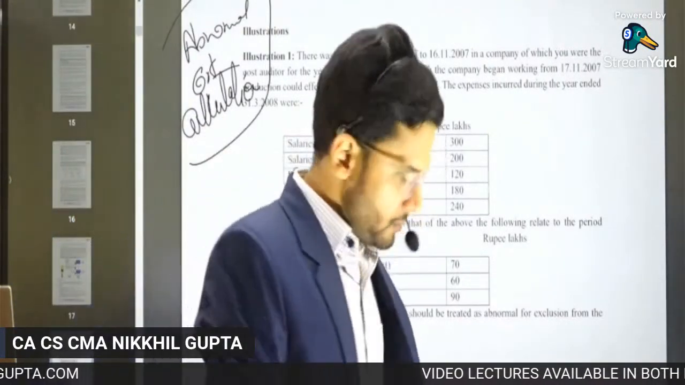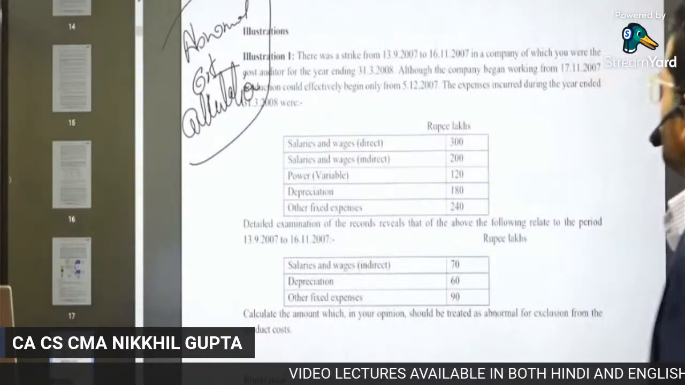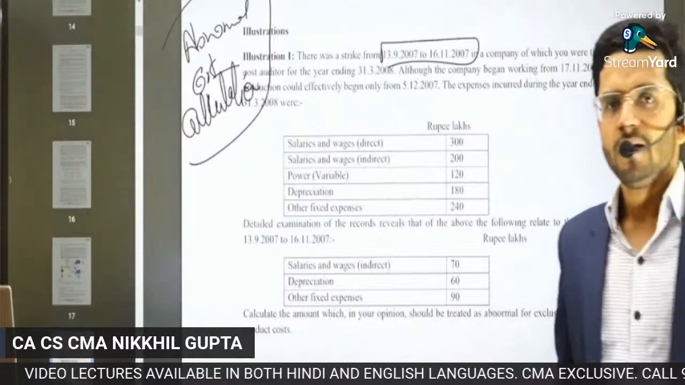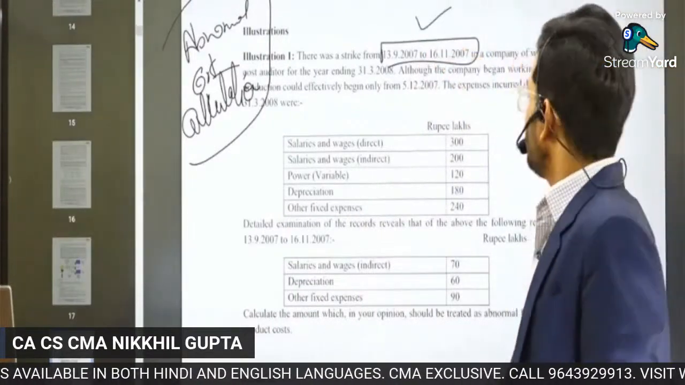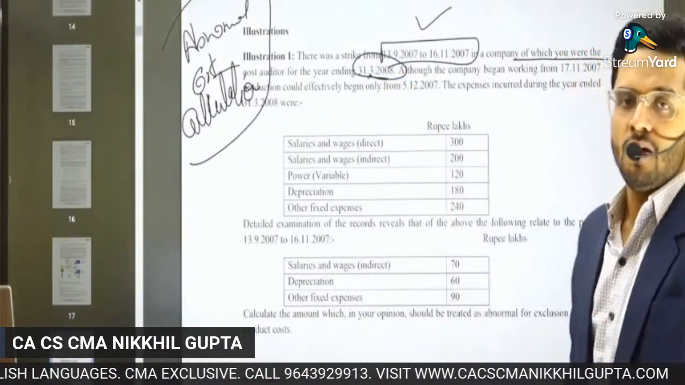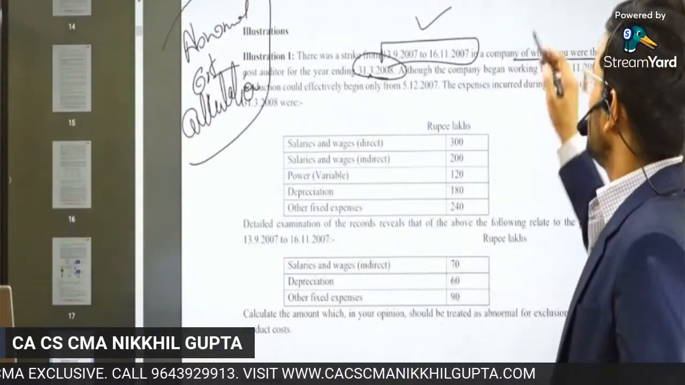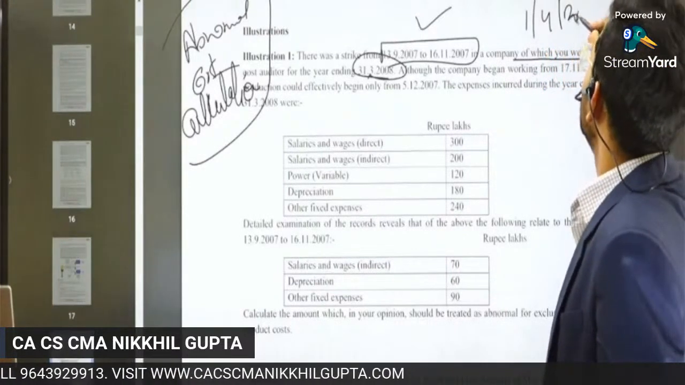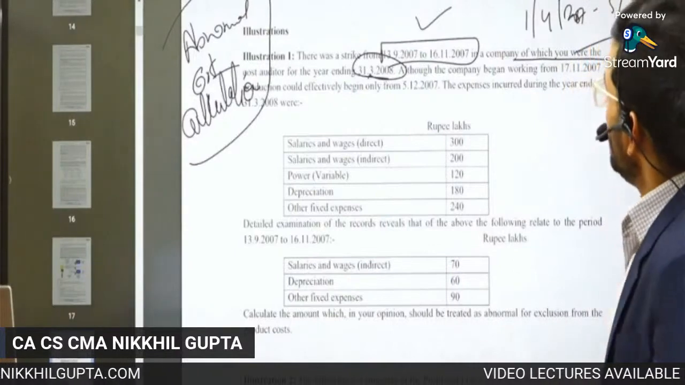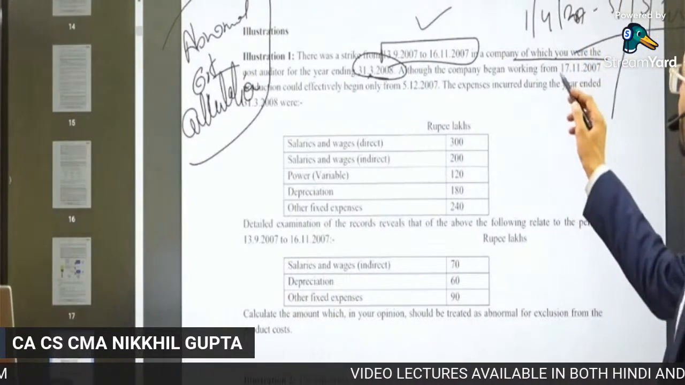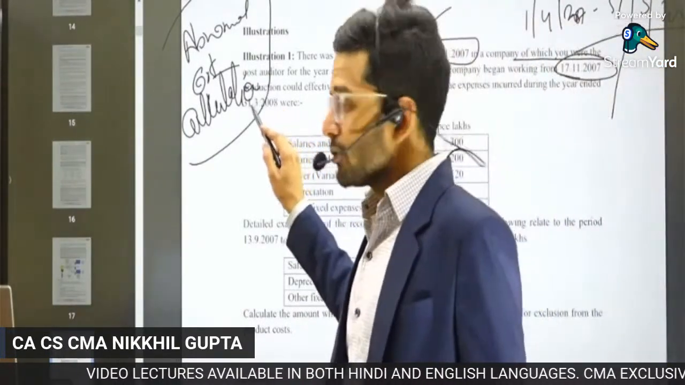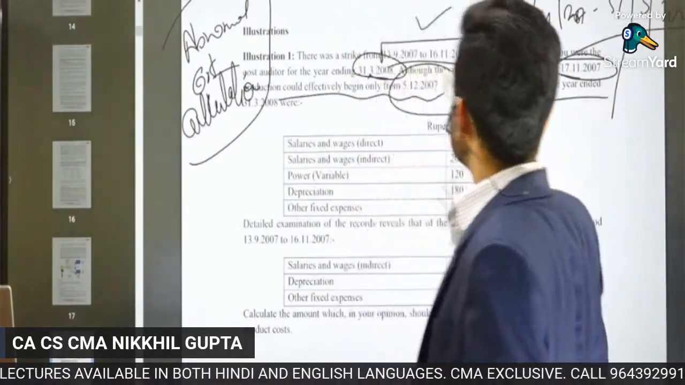So illustration number 1, we are starting. There was a strike from 13 September 2007 to 16 November 2007 in a company of which you were the cost auditor for the year ended 31st March 2008. So the year started from 1st April 2007 and ended 31st March 2008. Although the company began working from 17th November 2007, production could effectively begin only from 5th December 2007.